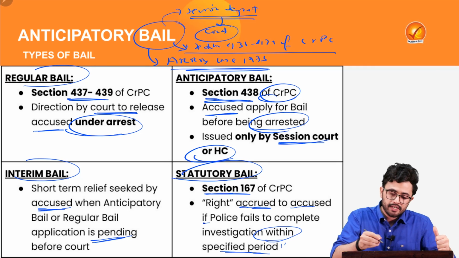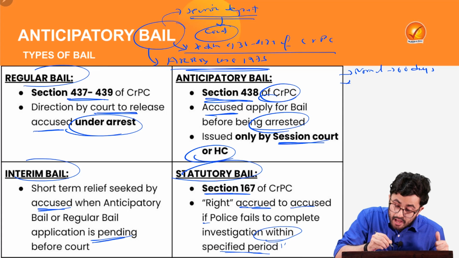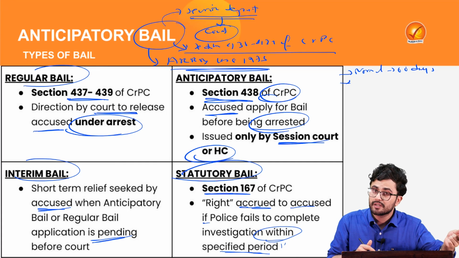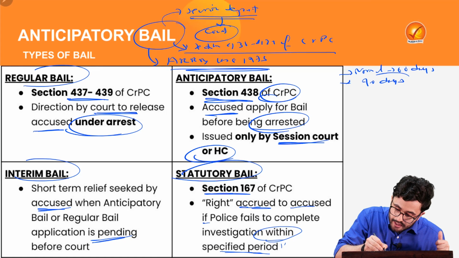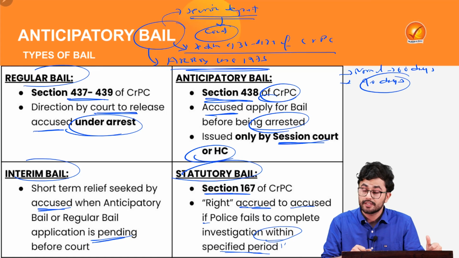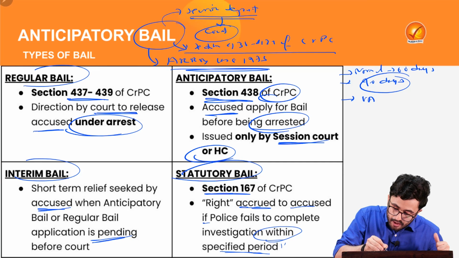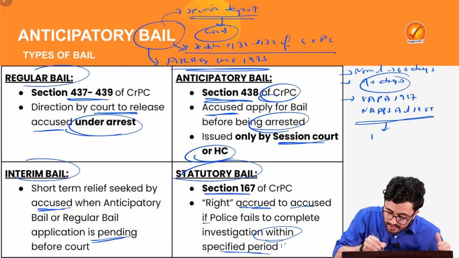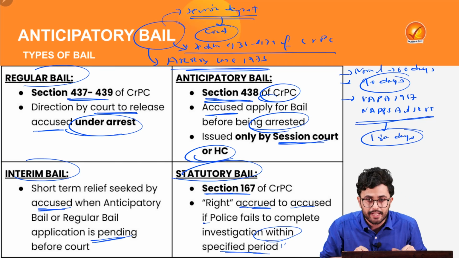What is such a specified period? Such a specified period in normal cases can be 60 days. But if the case deals with crimes which can lead to life imprisonment or imprisonment up to 10 years, then such investigation can extend up to 90 days as well. Is this the maximum period? No, because there are several special acts, such as the Unlawful Activities Prevention Act or the NDPS Act of 1985, under which such investigation can extend up to 180 days.